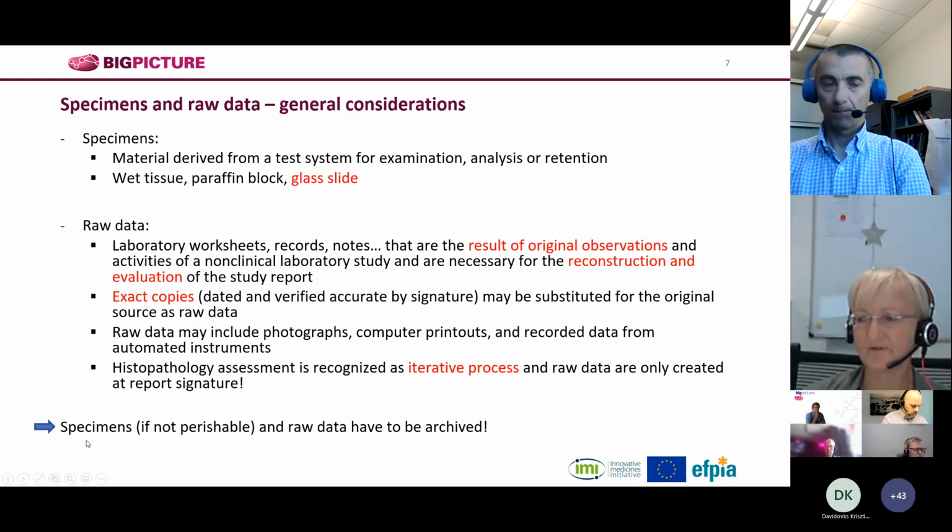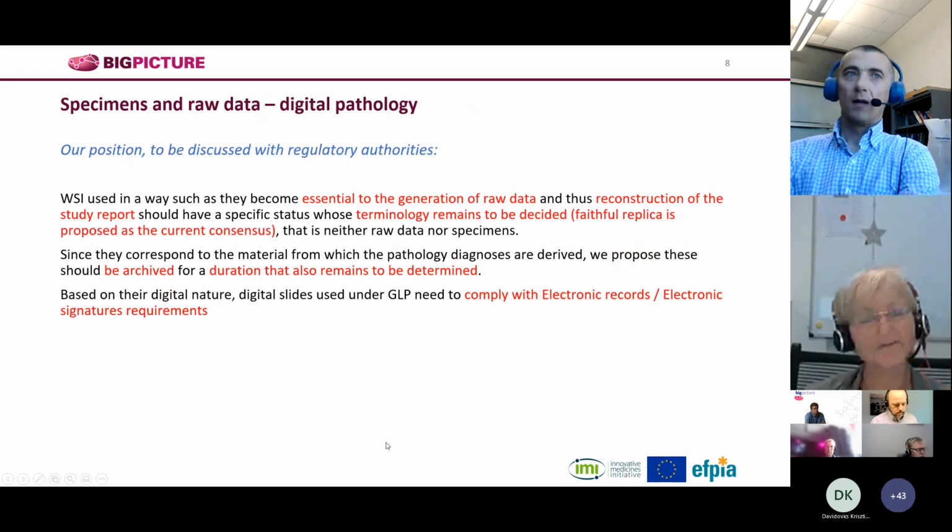And then very important, specimens, if they are not perishable like blood smears, but all other specimens and raw data have to be archived. Now the next slide.